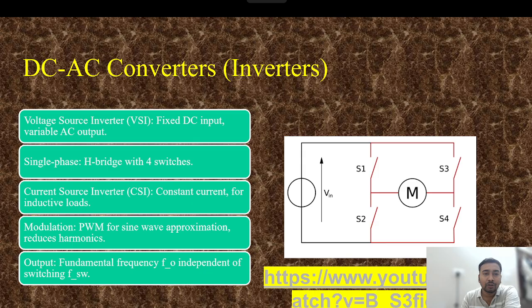Current source inverter is also there, in which the current will always be constant, and it is used for inductive loads. Some modulation technique like PWM for sine wave approximation is used to reduce the harmonics. And the output will be the fundamental frequency F output, independent of switching frequency F SW. It means whatever switching frequency we apply, it will not affect the fundamental output frequency of the converter. For its application, you can go to the given link here.